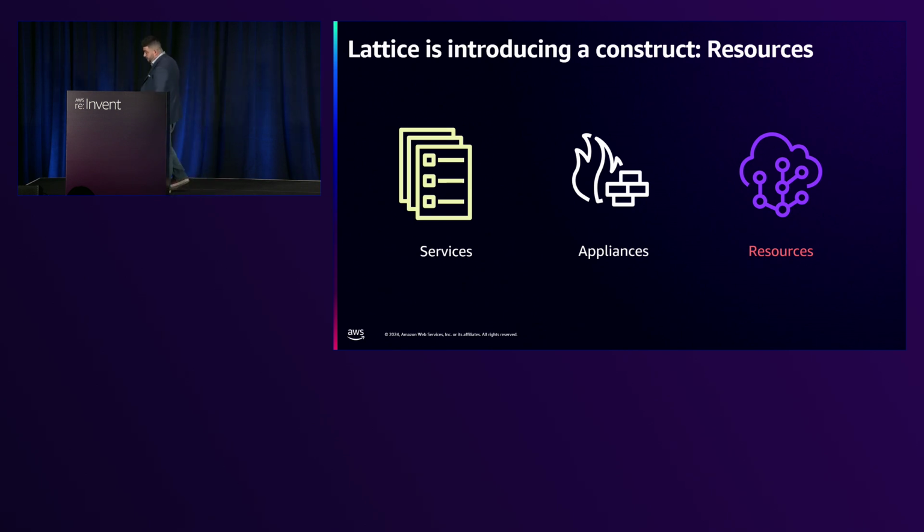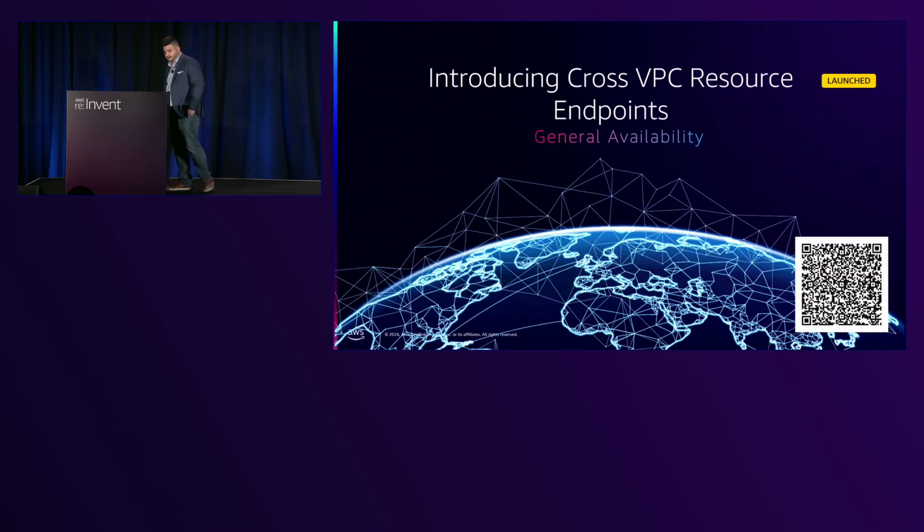Resources are built for scale. They allow one-to-many or many-to-many communication, and they have the same strong integration with RAM and IAM policies. And today, I am happy to announce that we are launching cross-VPC resource endpoints. What this does is it will let customers connect to a single EC2 instance without the need for the additional load balancer services.